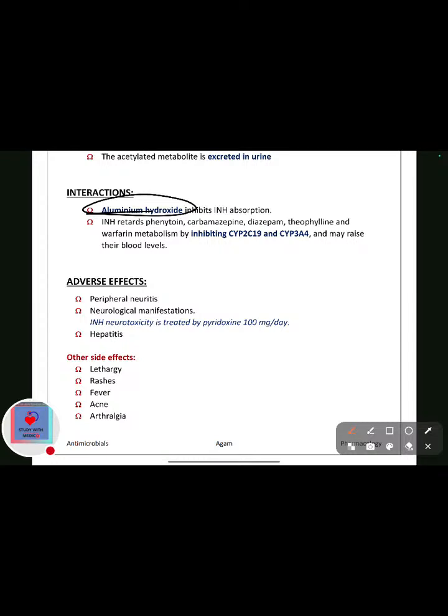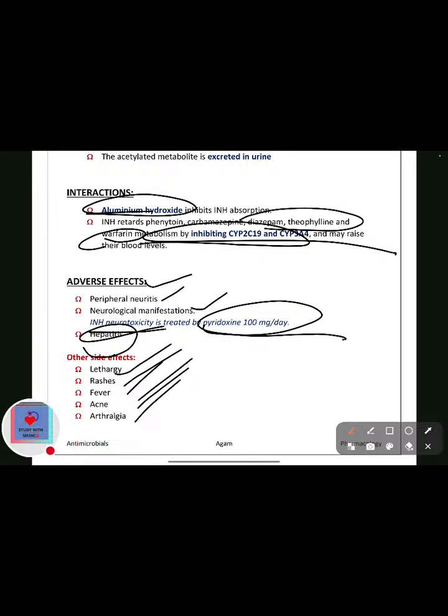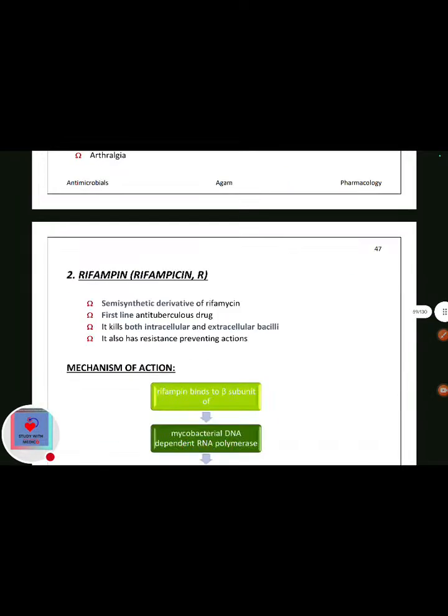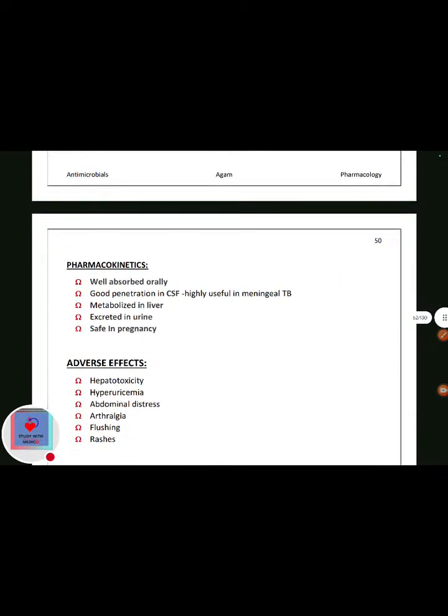Drug interactions: aluminum hydroxide inhibits INH absorption. INH retards the metabolism of phenytoin, carbamazepine, diazepam, theophylline, and warfarin by inhibiting CYP2C19 and CYP3A4, and may raise their blood levels. Adverse effects: peripheral neuritis. For that, you can give pyridoxine 10 mg as prophylaxis in diabetic patients, pregnant women, and lactating women, as neurological manifestations can occur because nerves are affected. INH neurotoxicity is treated with 100 mg. Other side effects are hepatitis, lethargy, rashes, fever, acne, arthralgia, and body pains. So this is all about these tubercular drugs.